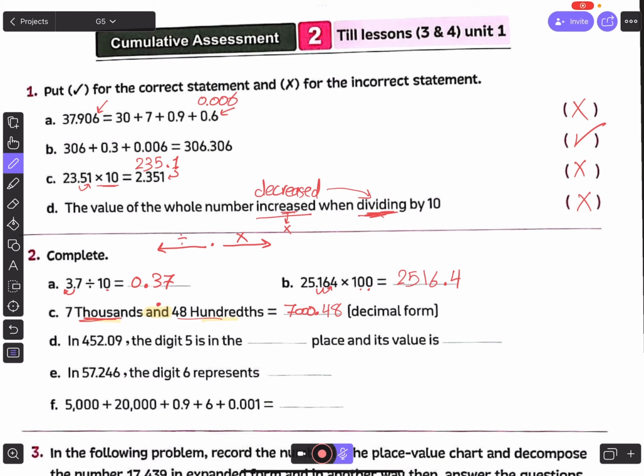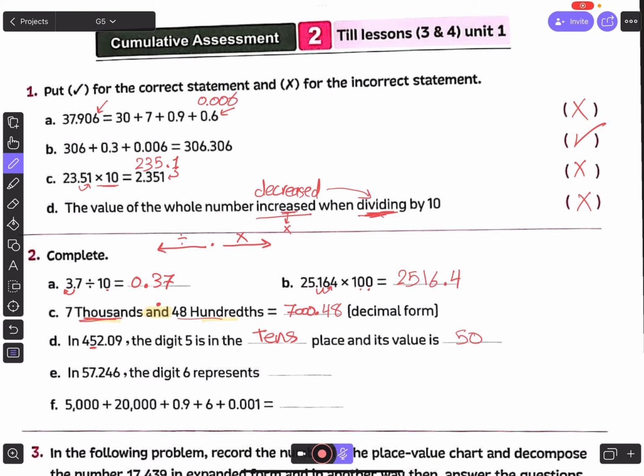So the answer will be 7,048 hundredths. D. In 452 and 9 hundredths, the digit 5 is in which place? This digit 5 is in the tenths place. And its value is what? Because this digit is in tenths, its value will be 50. Let's move to E.